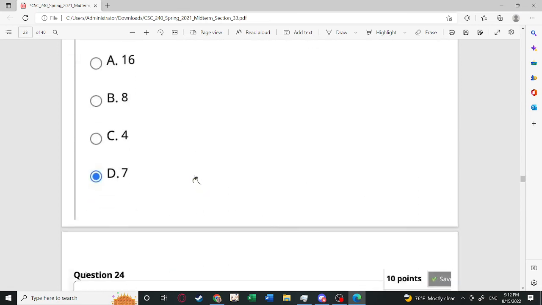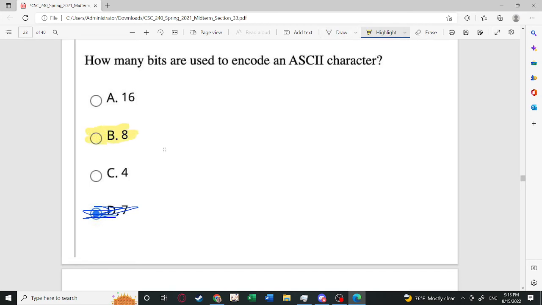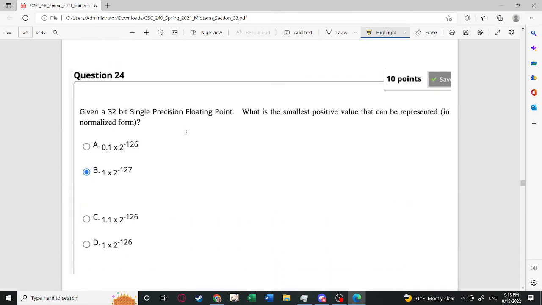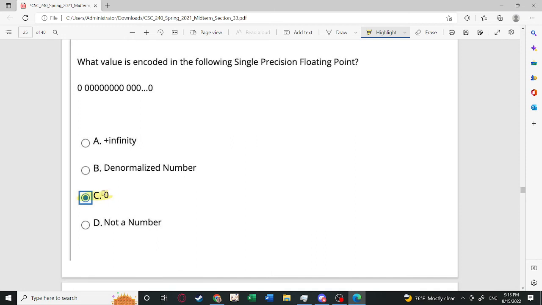Anyways, how many bits are used to encode an ASCII character? That is wrong. The correct answer is B, 8, because you have to remember that the extra bit includes extra characters. Anyways, this is correct. So that's B. This is C. That is correct.